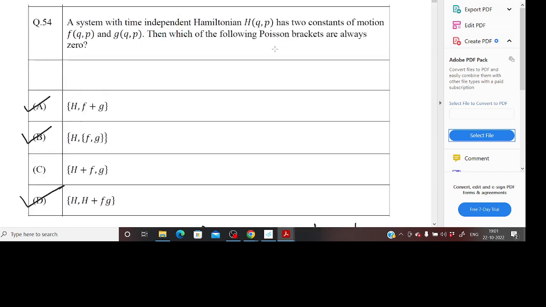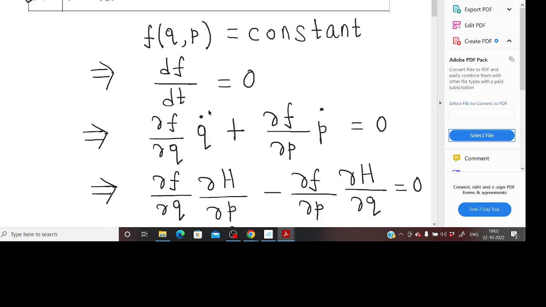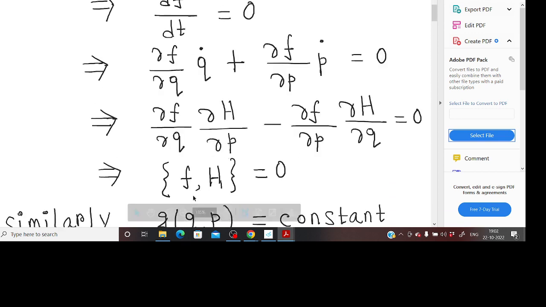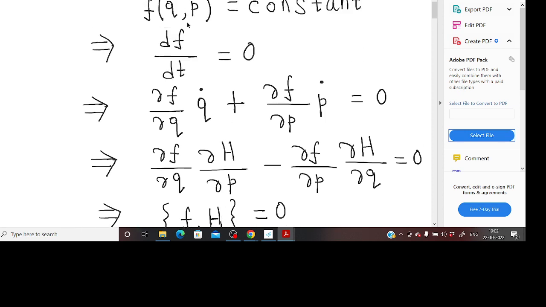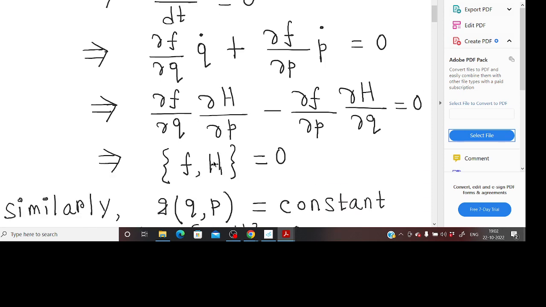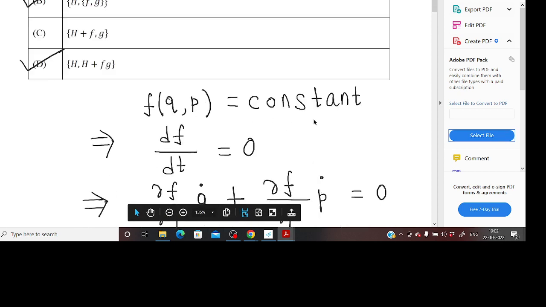So let's say there is some unknown quantity which is given to you, then how will you check whether this is a conserved quantity or not? Then you have to just find out the Poisson bracket of this quantity with the Hamiltonian of the system. If the quantity is explicitly independent of time and the Hamiltonian is also explicitly independent of time, and if this is equal to 0, then the quantity is a conserved quantity.